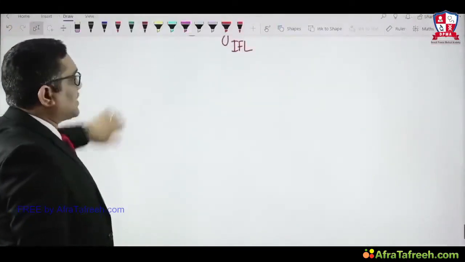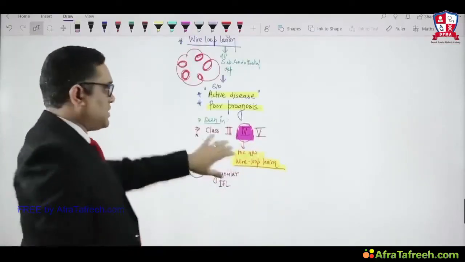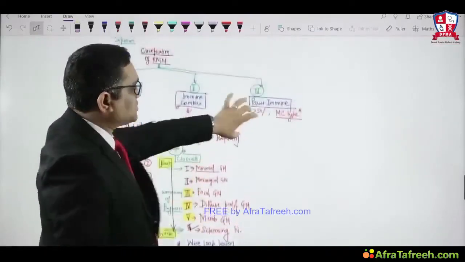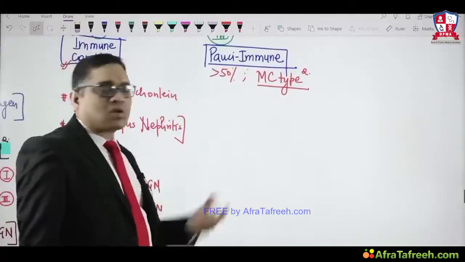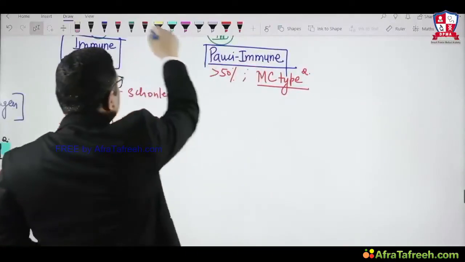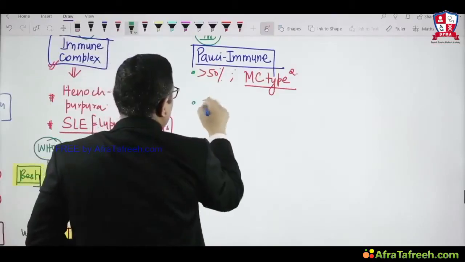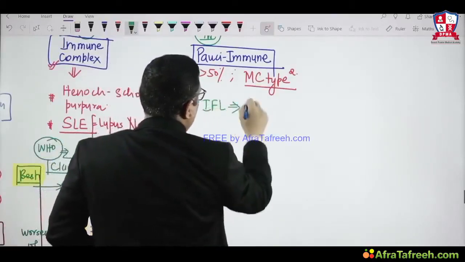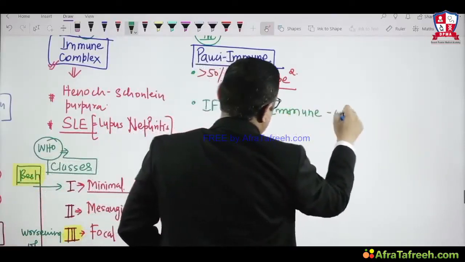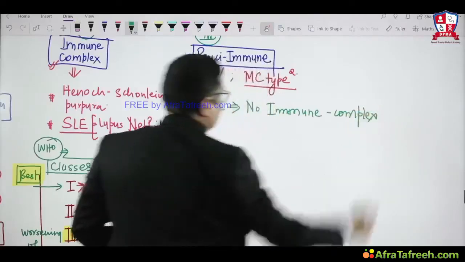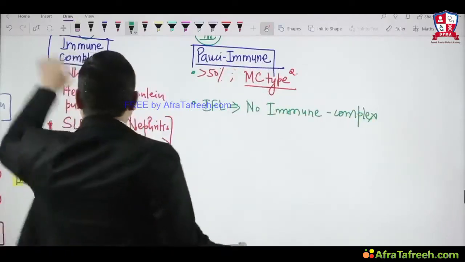Now coming to class 3 RPGN, which is also known as pauci-immune RPGN. It is more than 50% of the cases, and this is the most common type of RPGN. As you can see, the name itself is telling pauci-immune. On immunofluorescence microscopy there is no immune complex. They have no relation with the immune complex, and that is why nothing is seen on immunofluorescence microscopy, right?